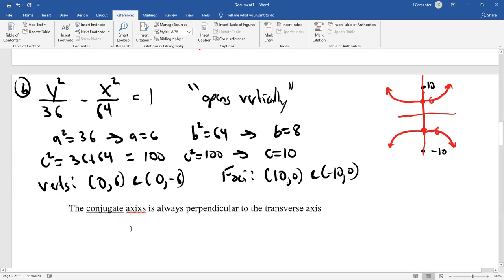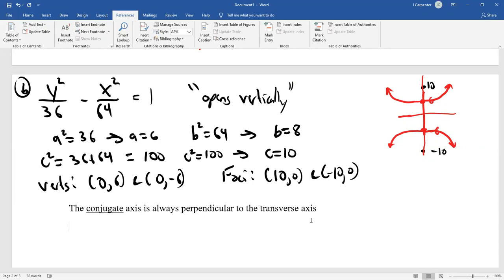And we can go back and spell axis correctly. Too many X's. The conjugate axis is always perpendicular to the transverse axis. So for ellipses, we have major and minor. For hyperbolas, we have transverse and conjugate.